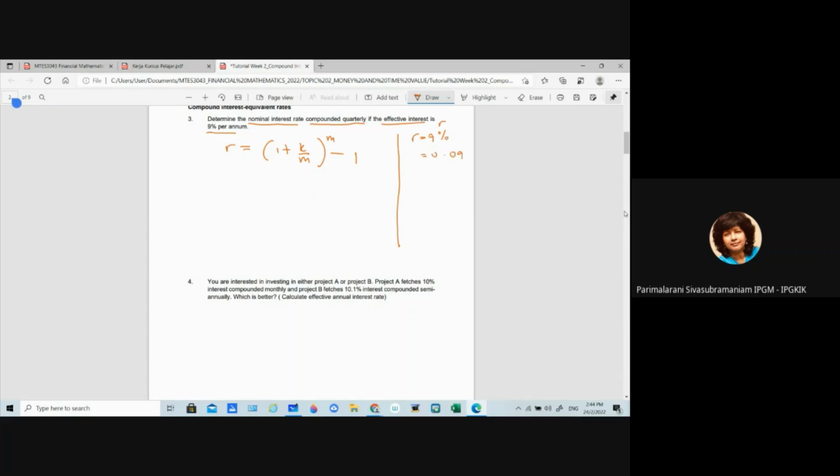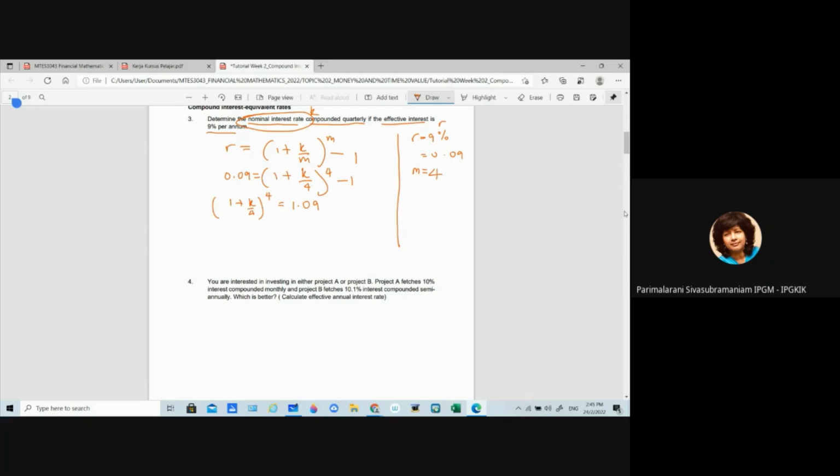Okay, do we know M? What's our M? 4. Yes, compounded quarterly, so it's 4. So now we can put into our formula: 0.09 equals (1 plus K over 4) to the power of 4, minus 1. We are finding K, the nominal interest rate. If I just bring it to this side, it will be 1.09. Okay, so we are at this stage.